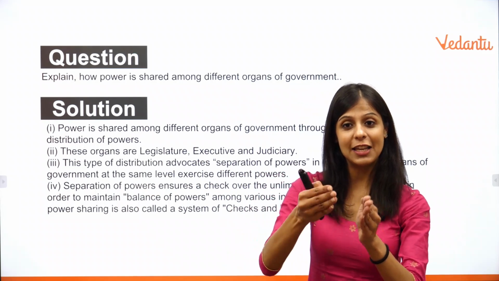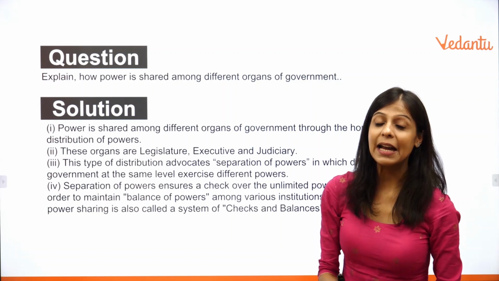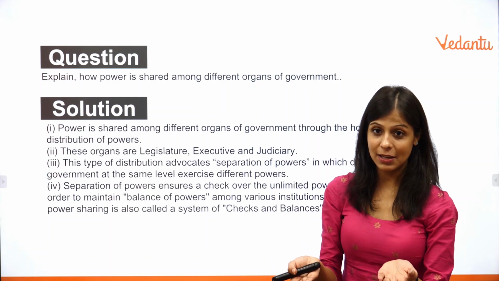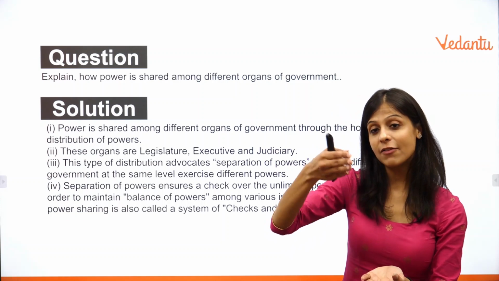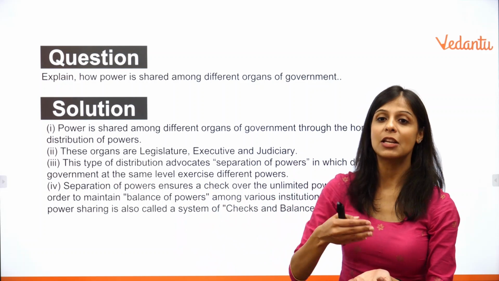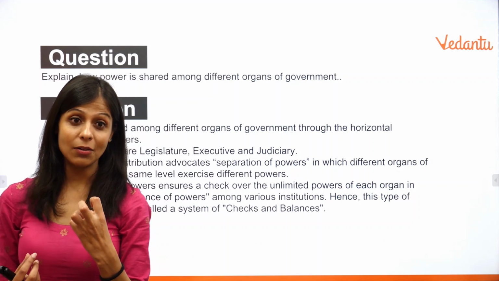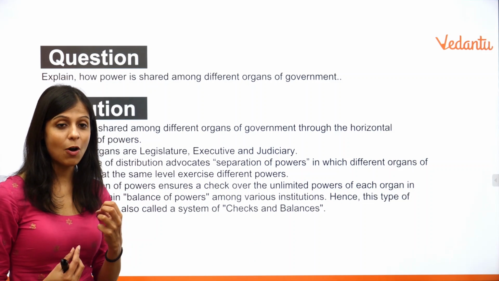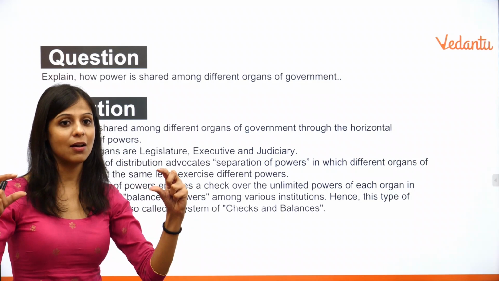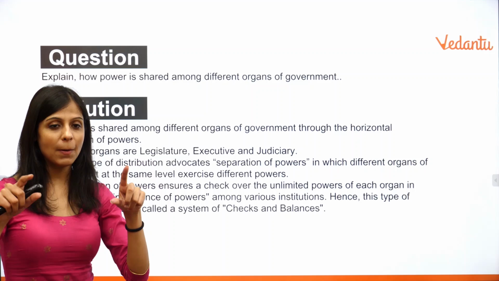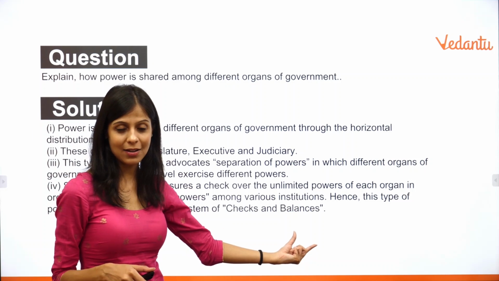Since you have ensured that there is separation of power, which would automatically mean that there is going to be a balance, it's going to maintain a balance of power, because anyway you have segregated the powers, and you're going to check that there's no indiscriminate use of the authority. So this solution would probably come under the heading of the system of checks and balances.